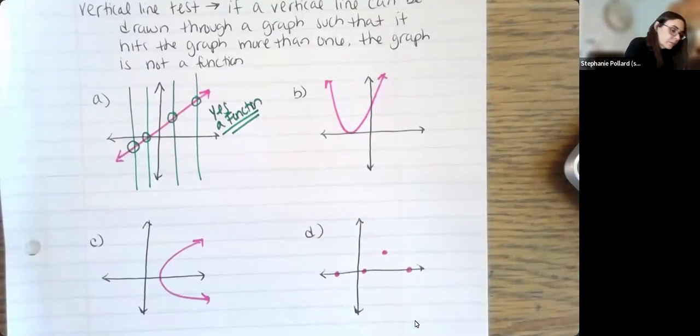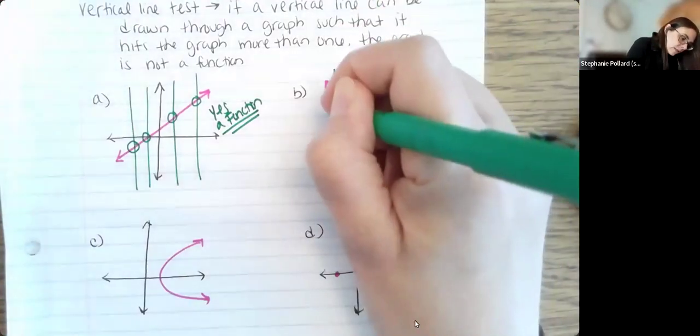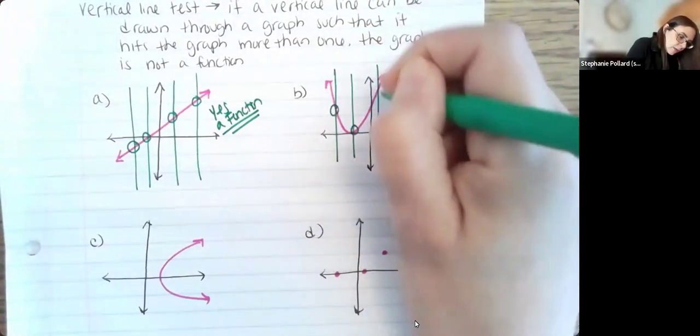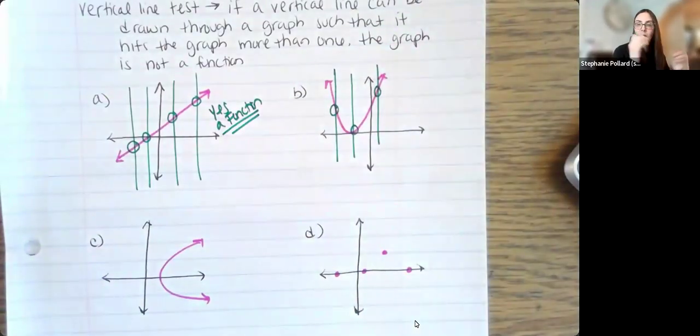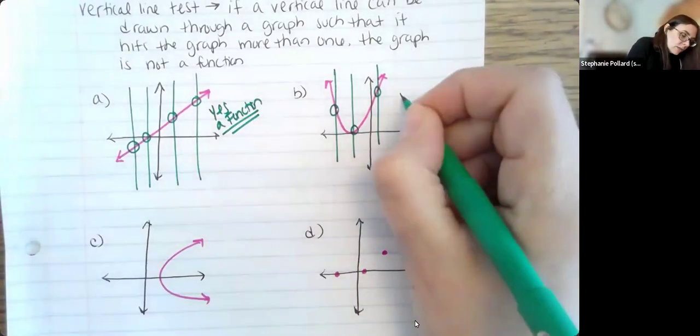Right? I can't get a vertical line that hits more than once. Let's try it with B. All right, I draw it here, I hit once. Here I hit once, here I hit once. Again, I can't see anywhere that I can put this line that's going to hit more than once. So this is a function.